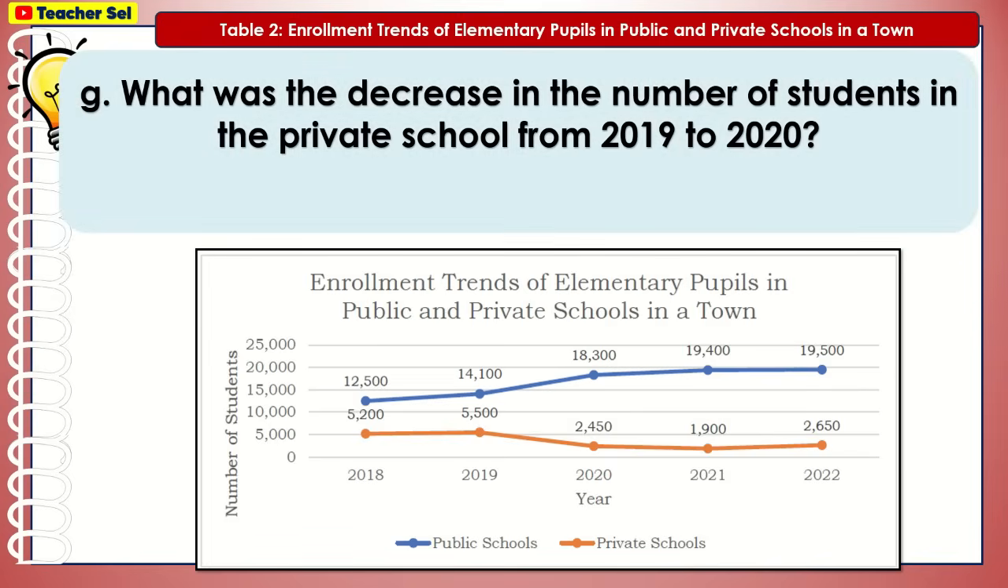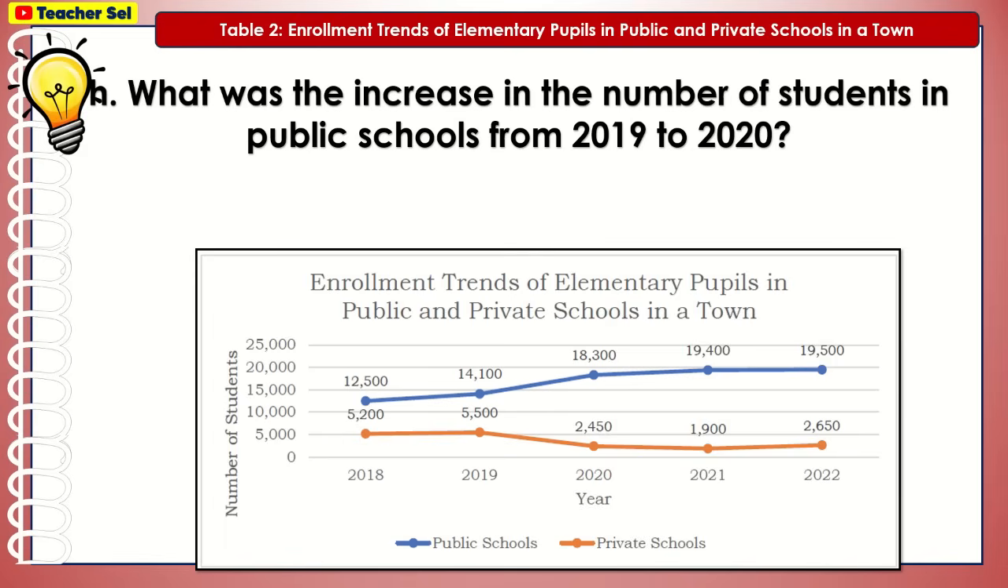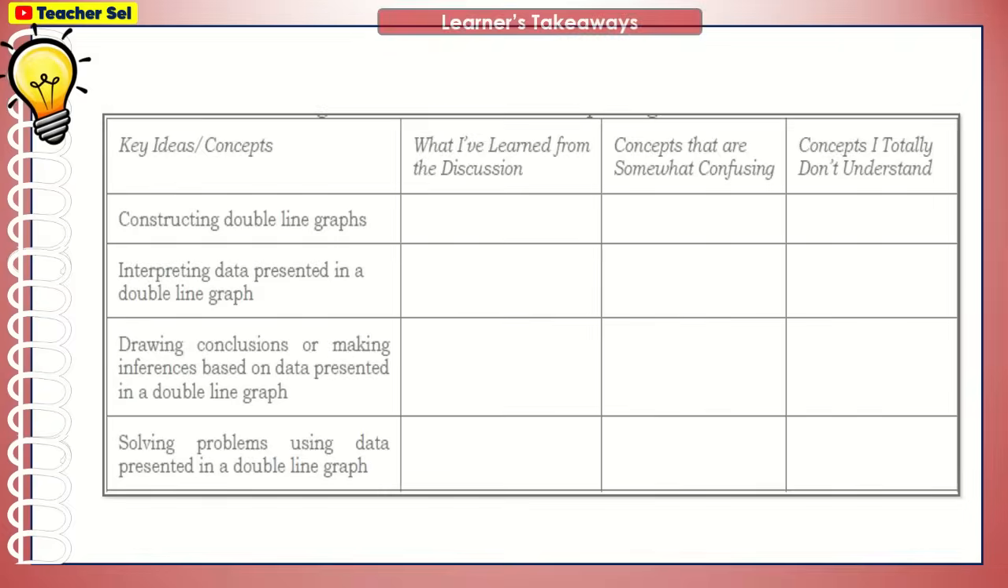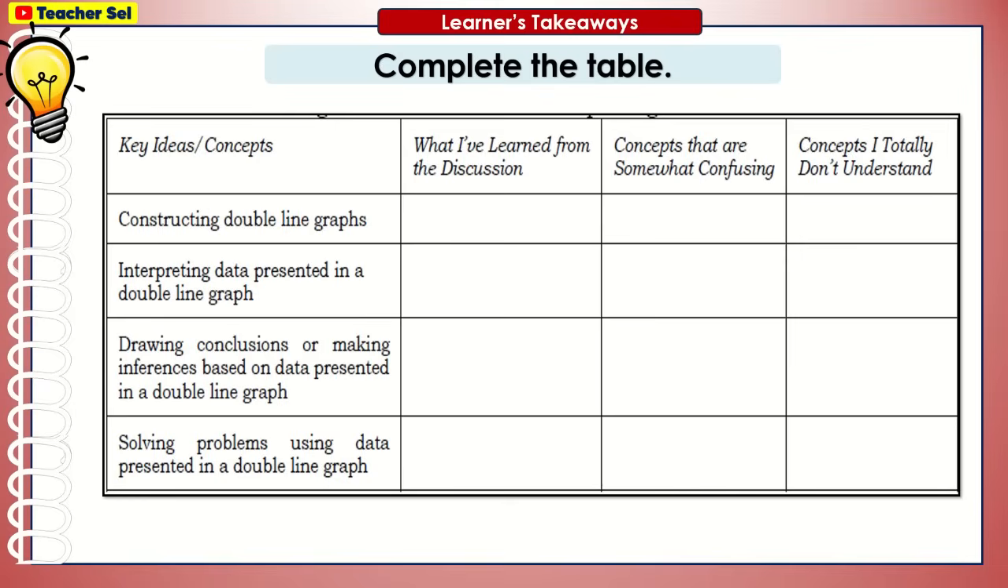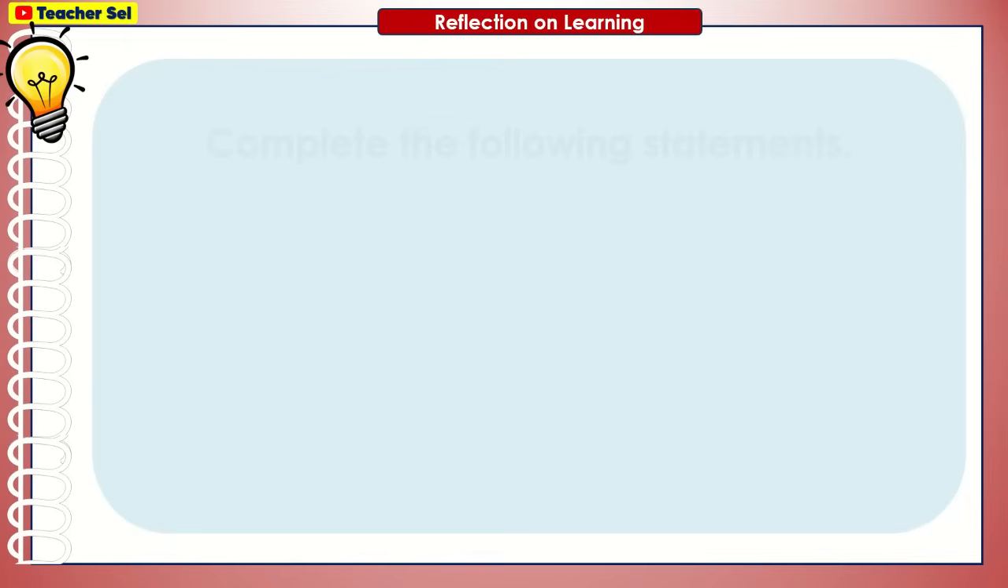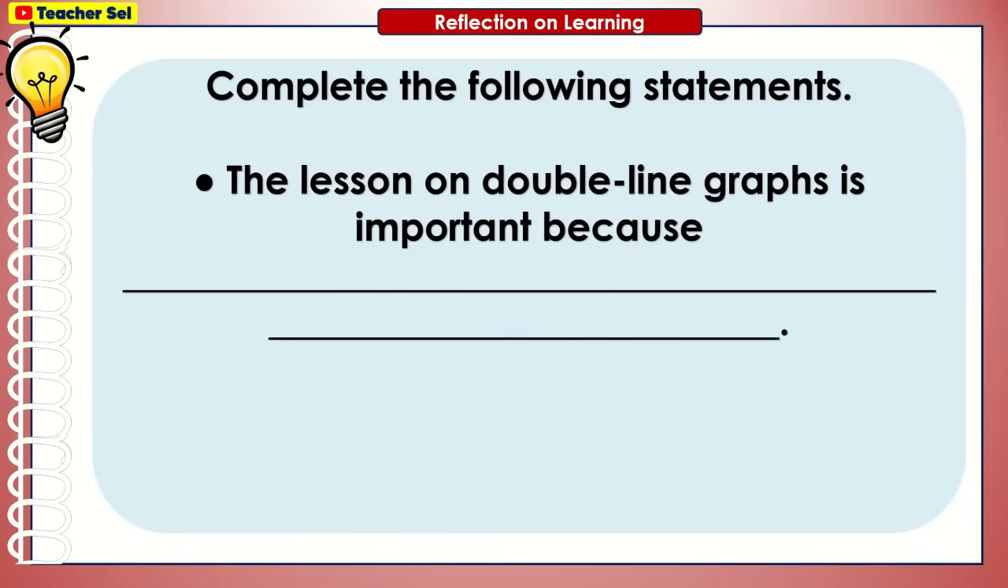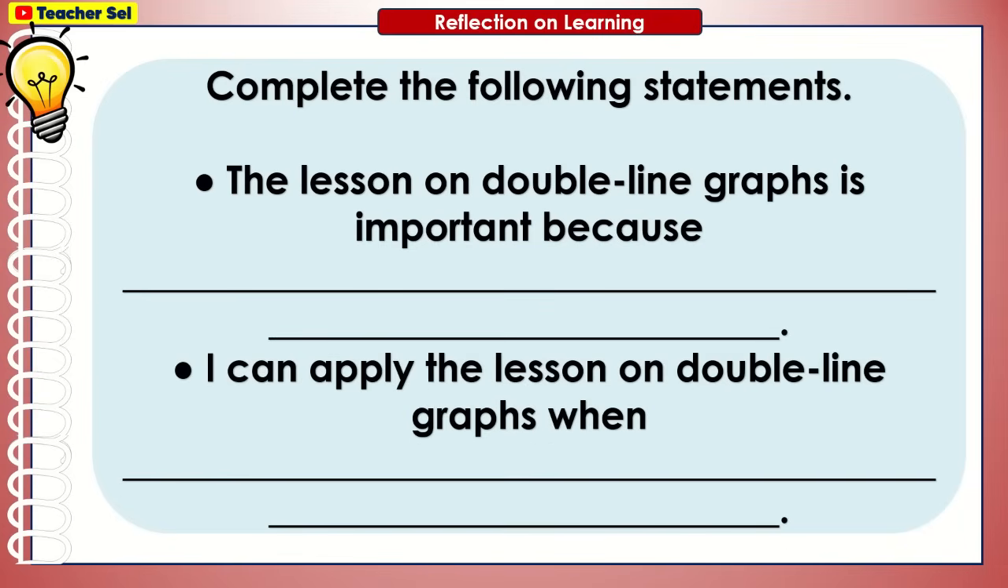What was the decrease in the number of students in the private school from 2019 to 2020? 3,050. What was the increase in the number of students in public school from 2019 to 2020? 4,200. Complete the table. Complete the following statements. The lesson on double line graphs is important because blank. I can apply the lesson on double line graphs when blank.